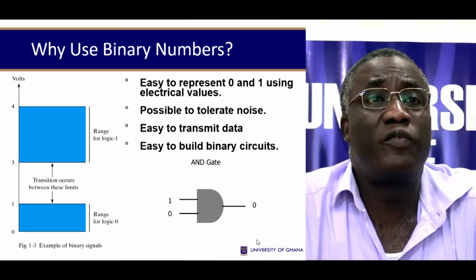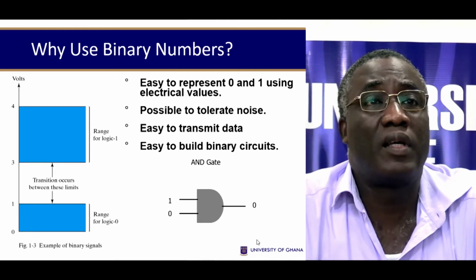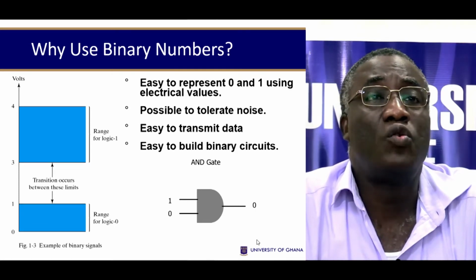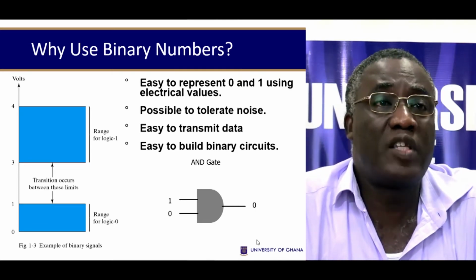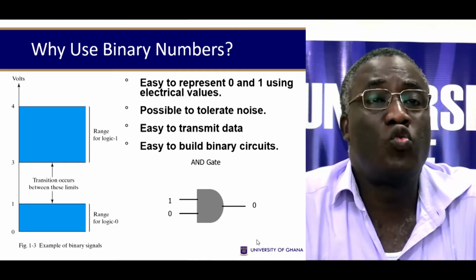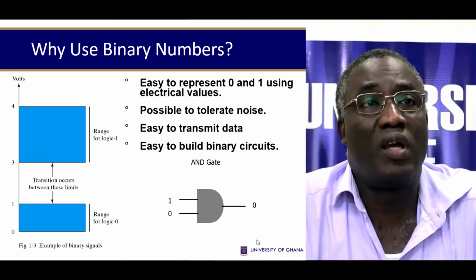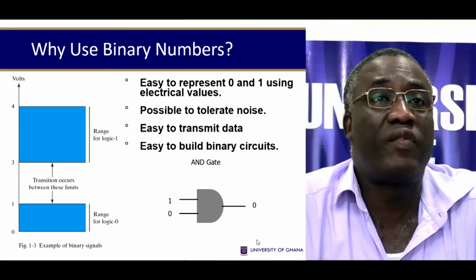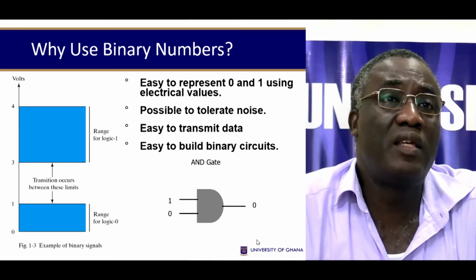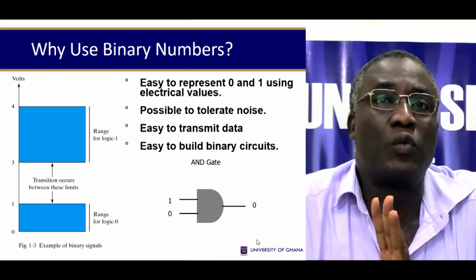So if you look at the diagram on your left of a binary signal, you see that there is the first block from 0 to 1, which would be a range for logic 0, and then from 3 to 4 will be the range for logic 1. Anything in between, you discount, right?